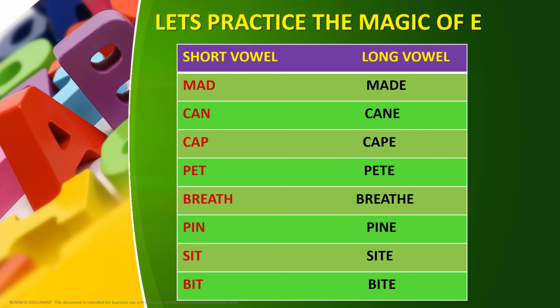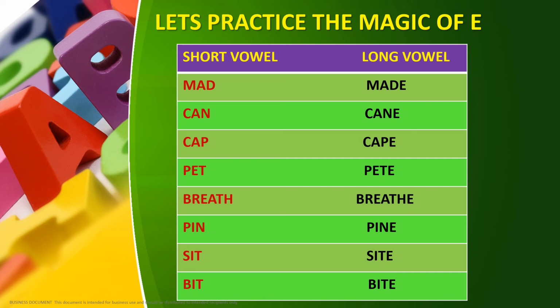Breath. Breath becomes breathe. So if you notice, there are two vowels in the word breath, E and A. So which one will change? The first one will change. The first one is E here, B-R-E-A-T-H. So the first vowel here is E. It will change a sound when a silent E is added at the end of the word breath. So it will become breathe. I hope you understood that.